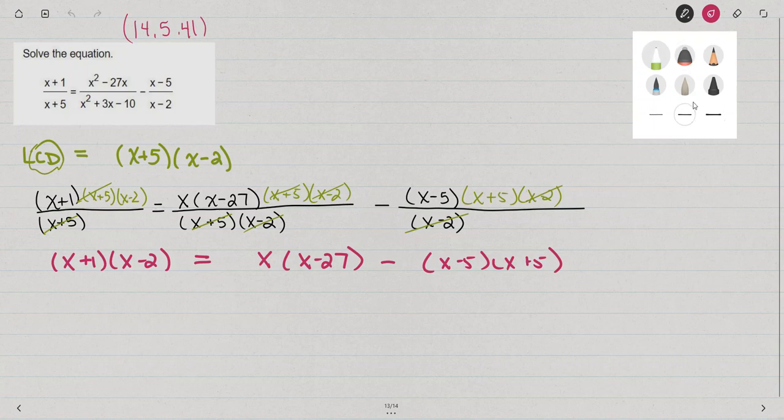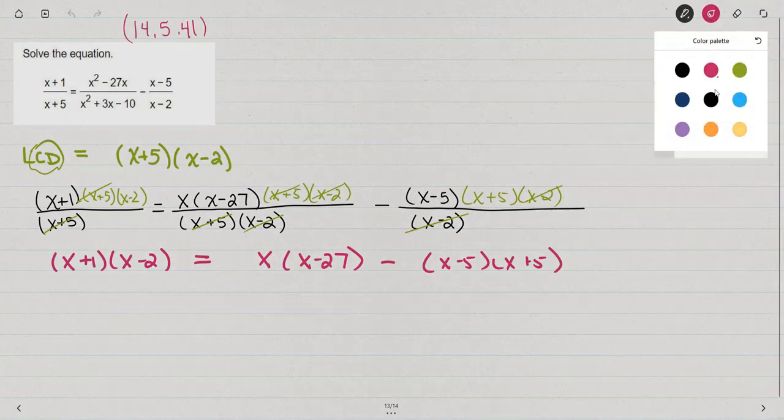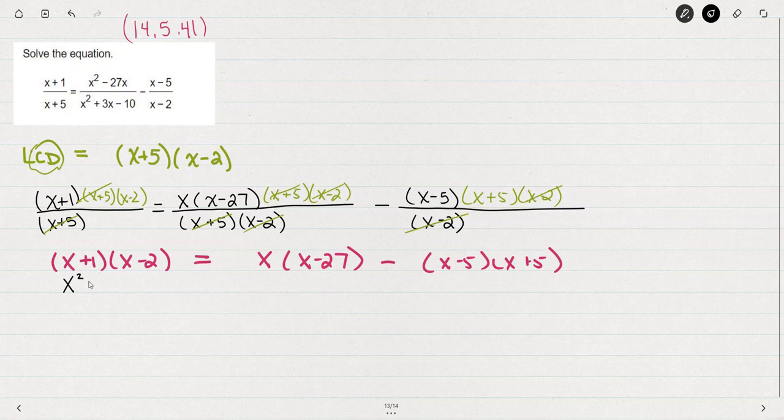You could stop the video here if you understood what we did from that step, but I'm going to walk through it one more time because I know that it was pretty involved. First, I'm going to multiply this out. So I FOIL, simplify, distribute, and simplify.